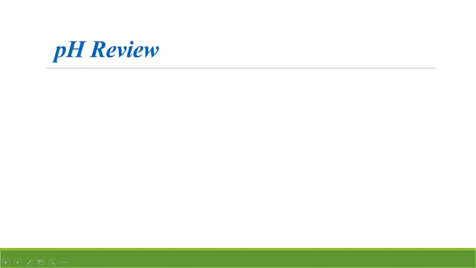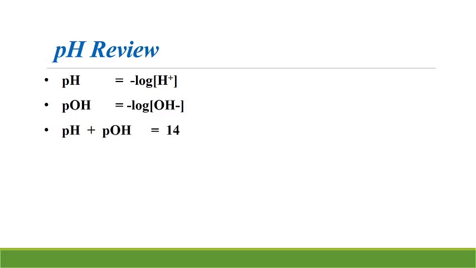All right, a quick review of this. Remember, pH is equal to the negative log of the hydrogen ion concentration. pOH is equal to the negative log of the hydroxide ion concentration. And then pH plus pOH is equal to 14 based on our scale. And then we also know from the autoionization constant that the hydrogen ion concentration times the hydroxide concentration is equal to 1.0 times 10 to the negative 14, and we can use that to figure out either the hydrogen ion concentration or the hydroxide concentration.